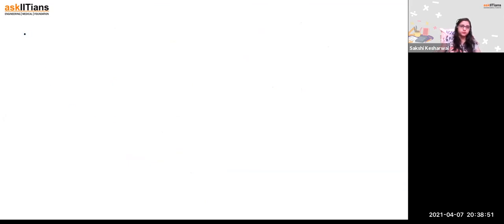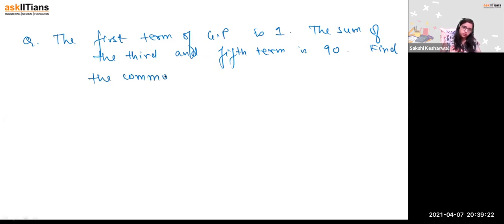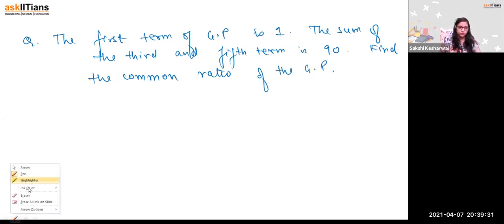Let's do one more question. It says that the first term of a GP is 1. The sum of the third and fifth term is 90. Find the common ratio of the GP. So this is the question for you.